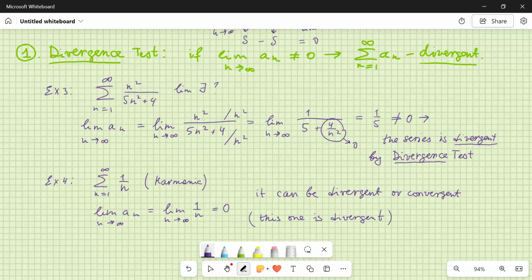But if it does not go to zero, it's 100% divergent. Because if you have non-zero terms and you have infinitely many of them, eventually you are going to get infinity. Even if the terms are very, very small, if they are like constant numbers, you are not going to get any sum of this series.